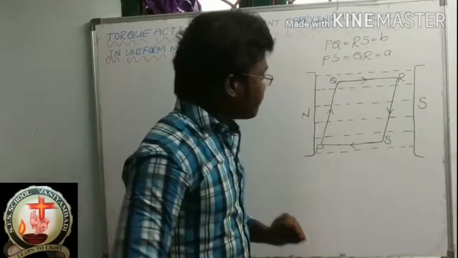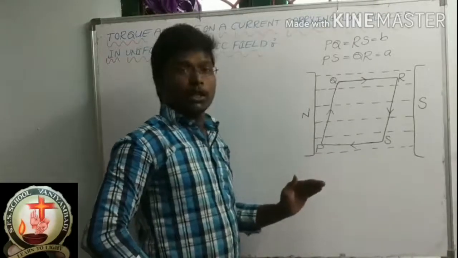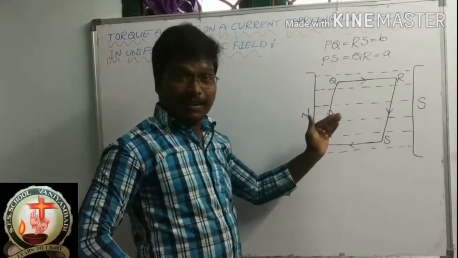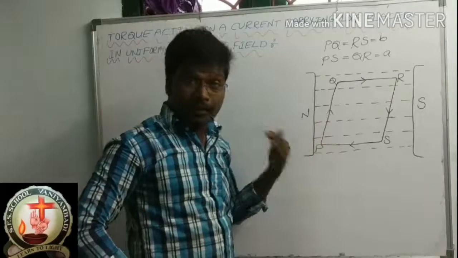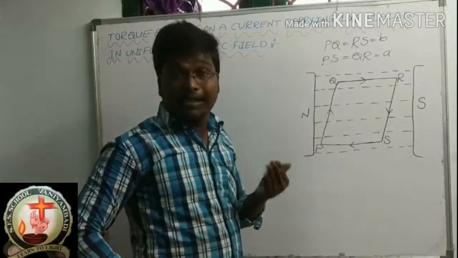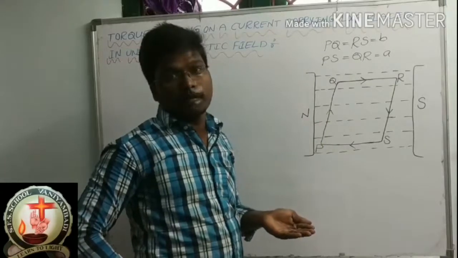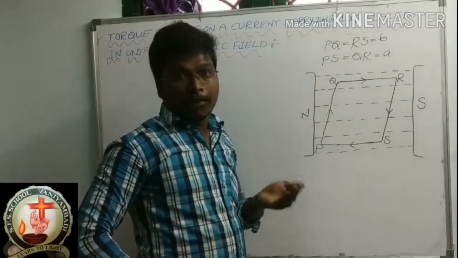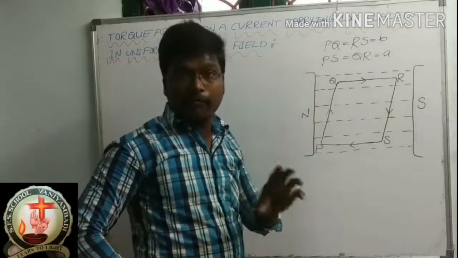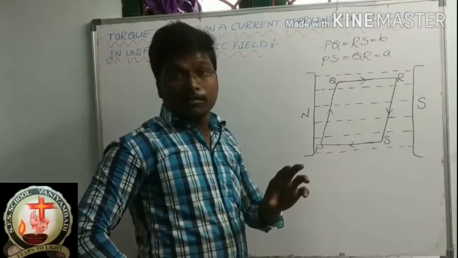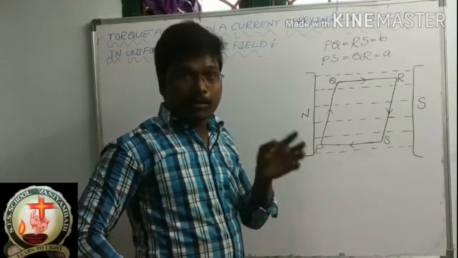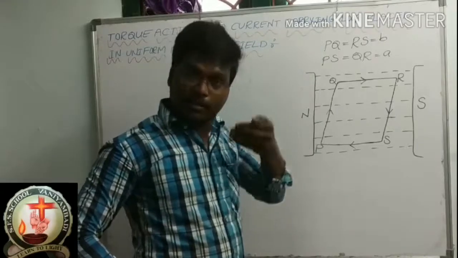Okay. So, whenever you place a current carrying conductor in the loop, in the magnetic field, what will happen? That current carrying conductor will experience force. Correct. Whenever a current carrying conductor is placed in the uniform magnetic field, some force will act on the conductor. Otherwise, that current carrying conductor will experience some force.